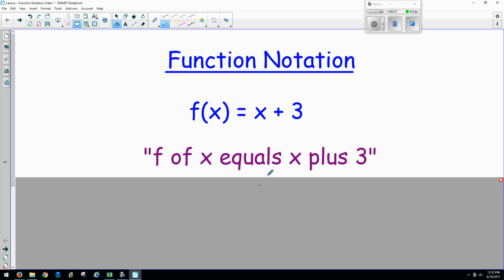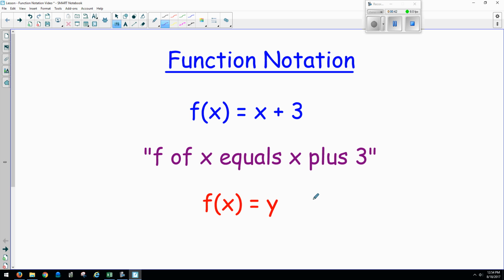F of x equals x plus 3. So instead of y equals x plus 3, this is just a new notation we're going to use. It's really important to realize that f of x is really just kind of y in disguise. So write this down as well, and this is really important to remember. Don't forget to pause the video if you need to as we go along.